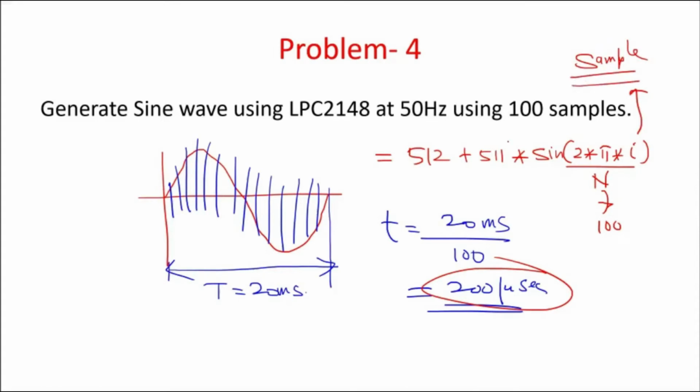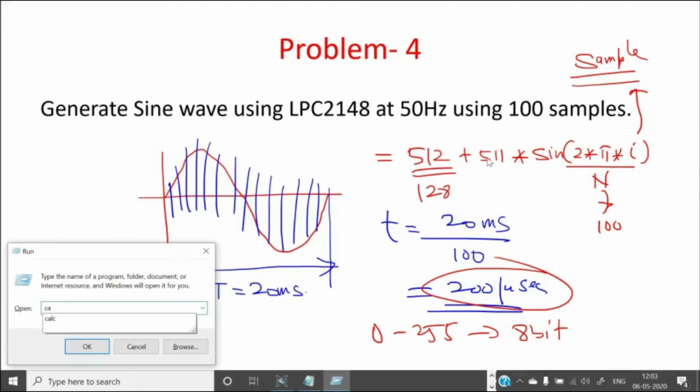If you remember, for the 8051, we would have done this with 128 plus 127. That is for a digital value of 0 to 255, that is for 8-bit resolution. What we are dealing with here is a 10-bit resolution, so it is 512 plus 511. So let us take a small spreadsheet and do this calculation.